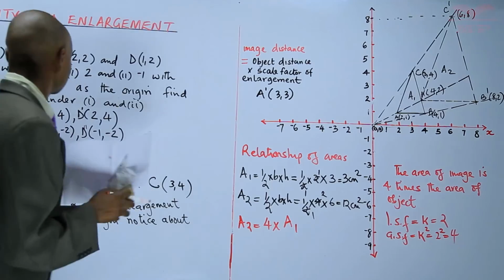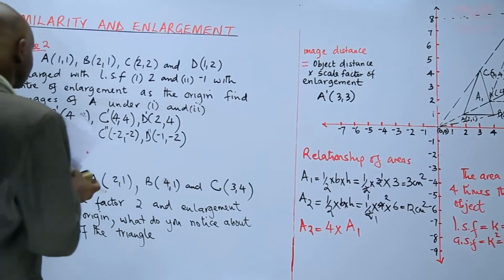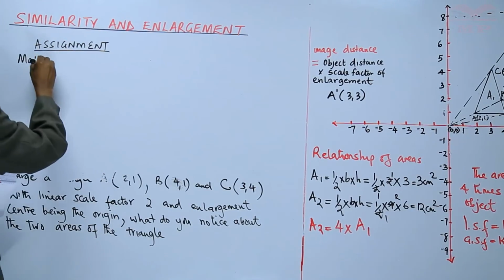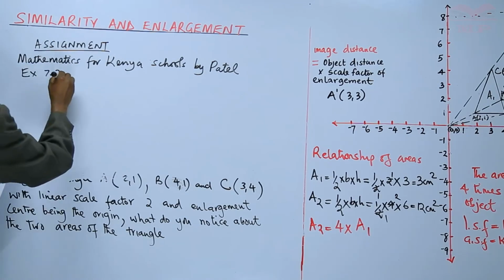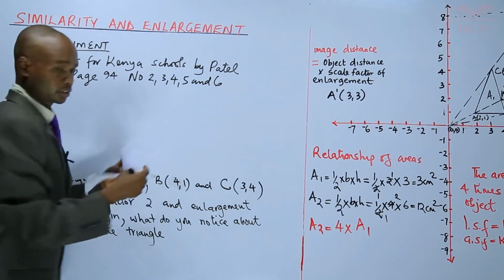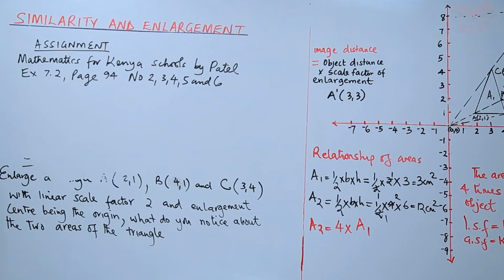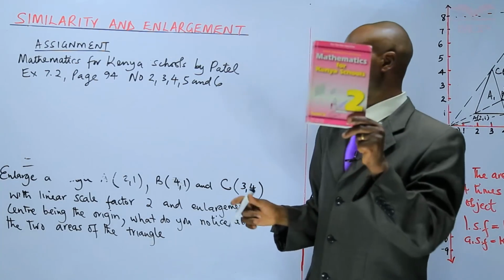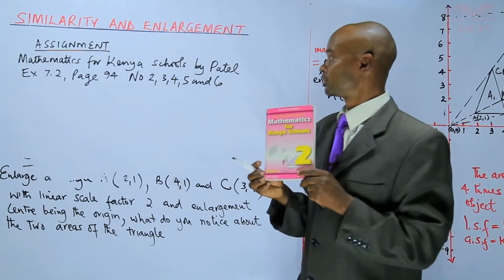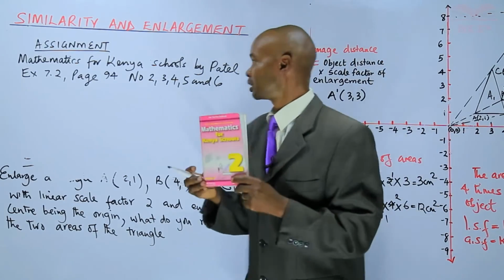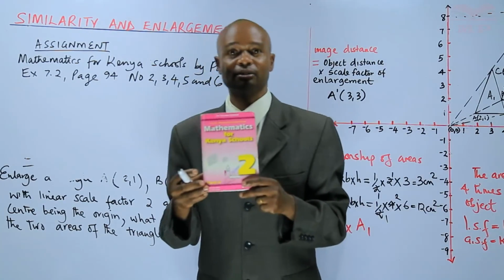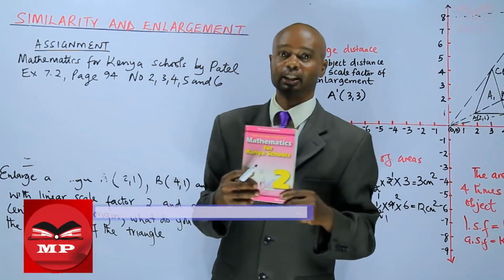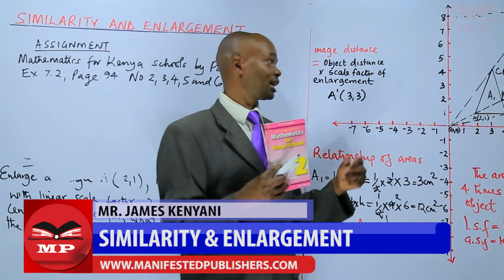So for that, you'll get a good assignment. That's the assignment for learners from Mathematics for Kenya Schools by Patel. In the book it is on page 94. You'll work out number 2, number 3, number 4, number 5, and number 6. You'll get a good experience of enlargement in the Cartesian plane with the center as the origin.